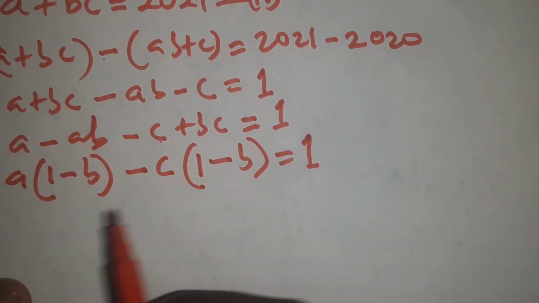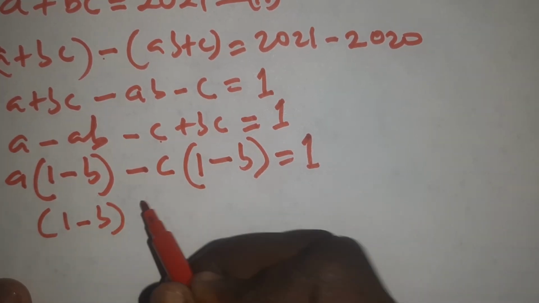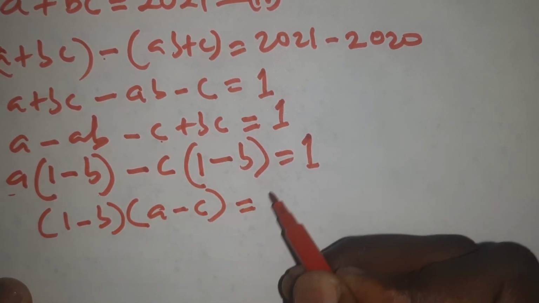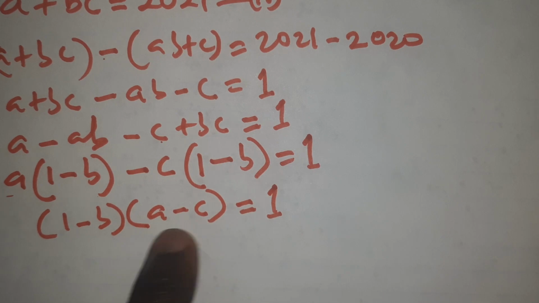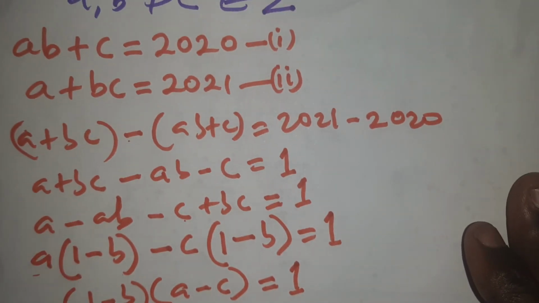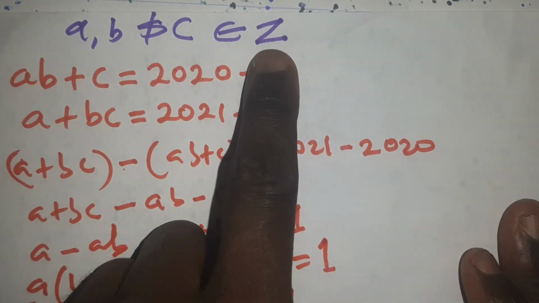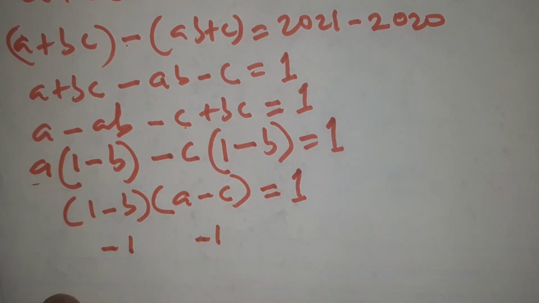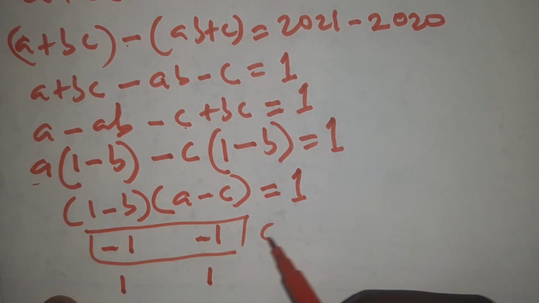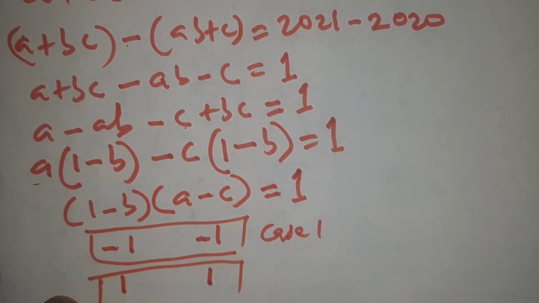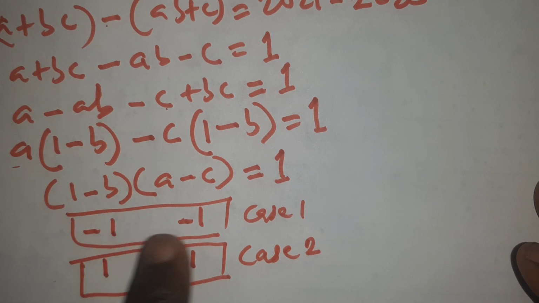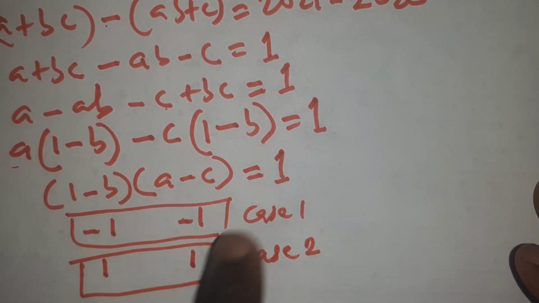Refactorizing again, we have common values here. Pick one of them, 1 minus B, and then open your bracket, combine the ones outside, A minus C, equals 1. So if this times this equals 1, and every variable here is a member of the integers, it means either this is minus 1 and this is minus 1, or this is 1 and this is 1. So I have two cases, case 1 and case 2. Of course minus times minus is plus, 1 times 1 is 1, and 1 times 1 is 1. So these are the two cases.